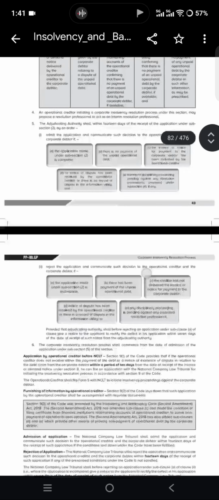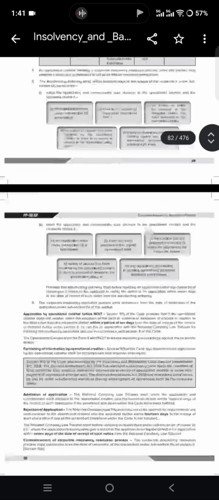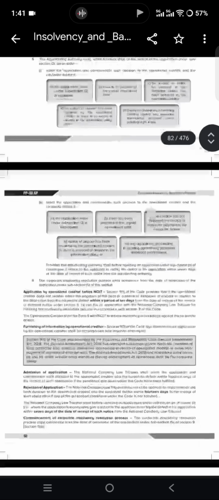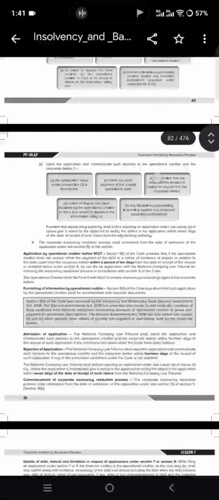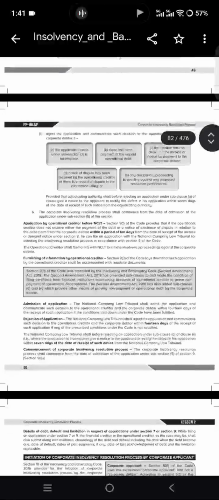So first, a copy of the invoice demanding payment or the demand notice delivered, and an affidavit that no notice is given by the corporate debtor, and a copy of the certificate from the financial institution if available, and a copy of any record with the IU if available, and any proof.